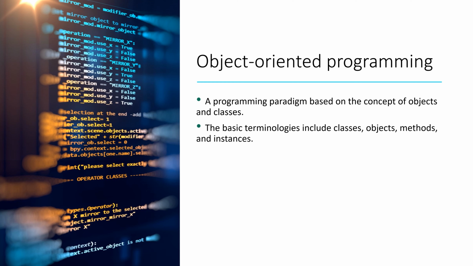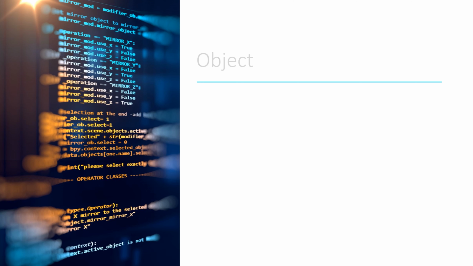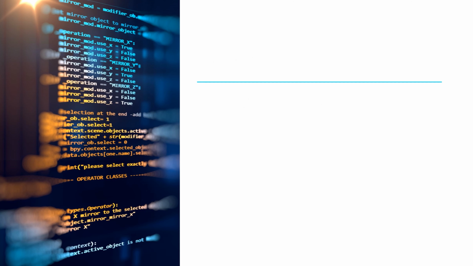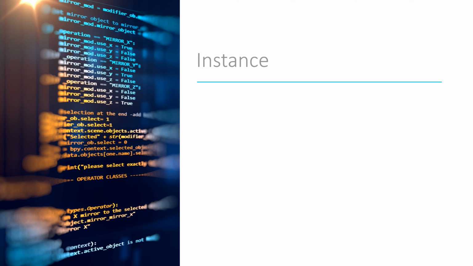We use four basic terminologies in OOP. These are classes, objects, methods, and instances. A class is basically a blueprint of the capabilities of an object and is used to create an object, which is a specific and concrete instance of a class. Methods are functions that are defined inside a class, and they can only be used by objects that belong to that class. And lastly, an instance is a specific realization of an object.